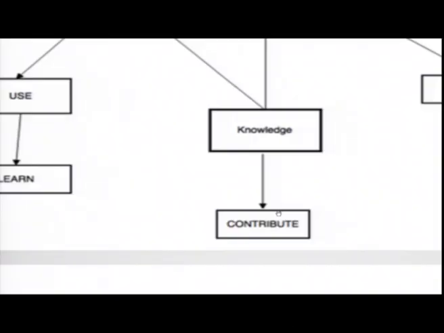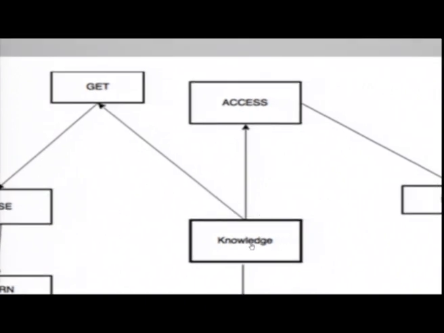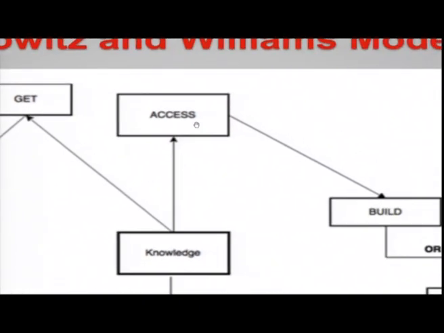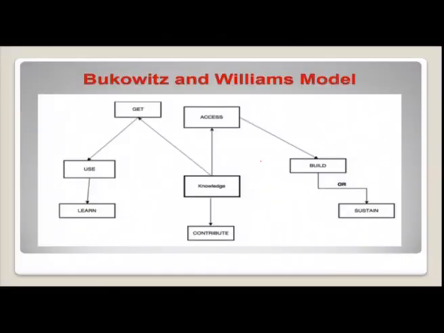The KT that is done in the industries, in the software industry, is knowledge transfer. Here, based on the knowledge that you have, you give the access rights, and based on the access rights that you give to your junior or your counterpart, they build or they sustain. What do you mean by sustain? They just keep up, they just maintain whatever is available, or they try to enhance the work that you have already done. So this is how the Bukowitz and Williams model works.